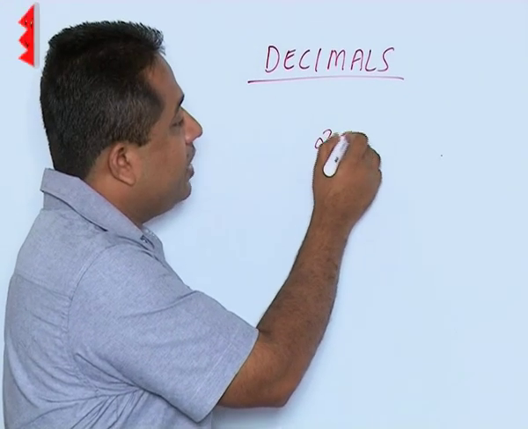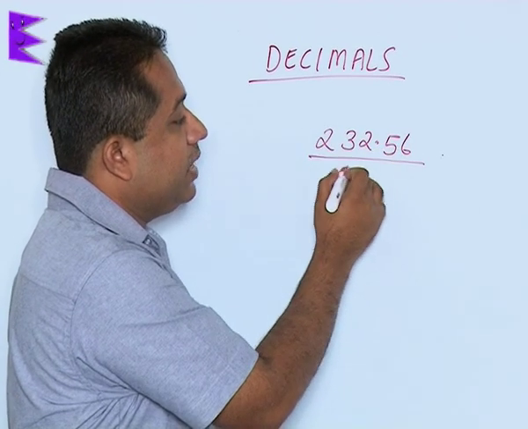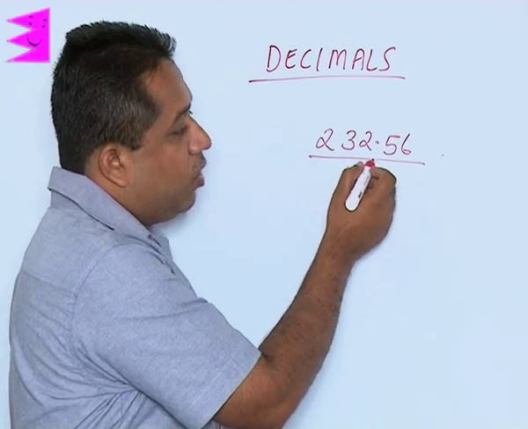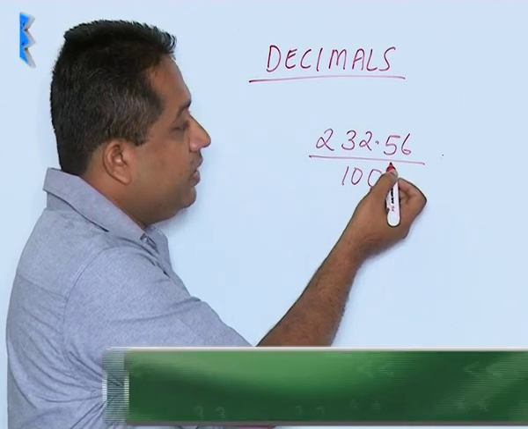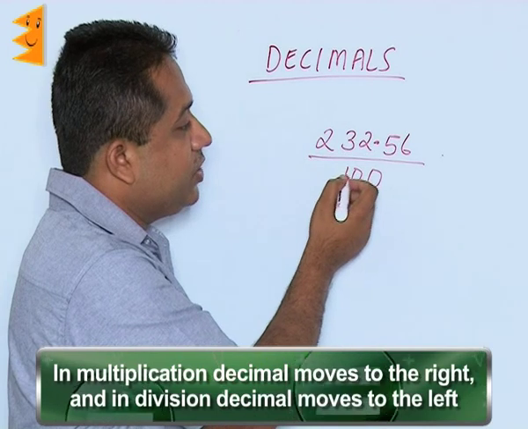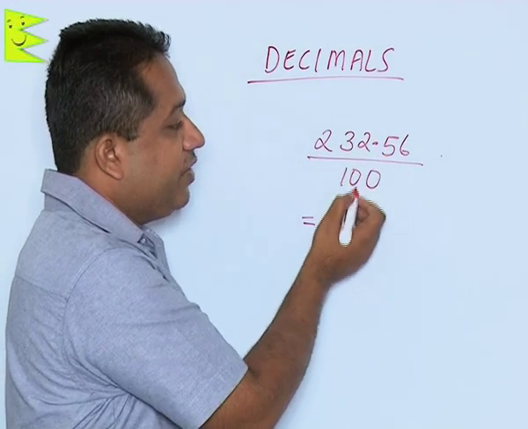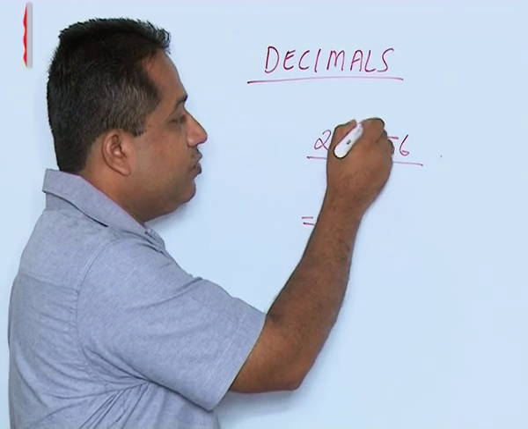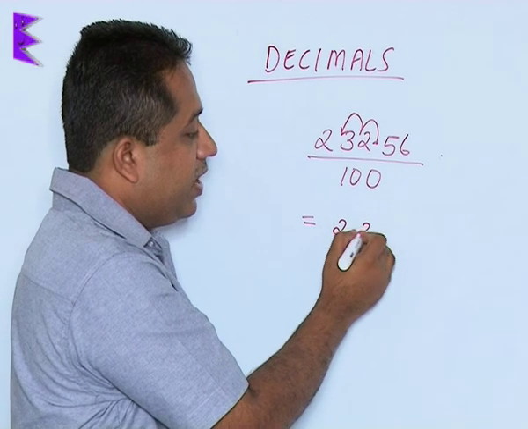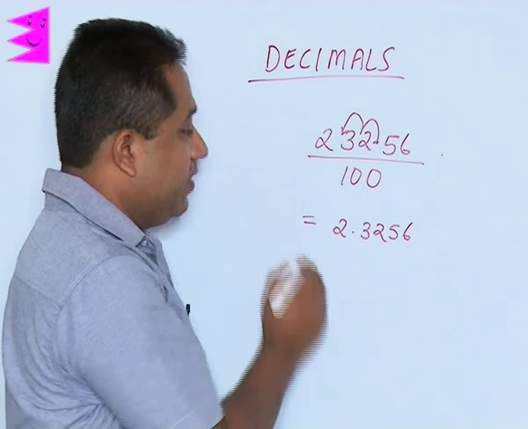Let us say we have the number 232.56 and we have to divide it by, let us say 100. Now, when we divide it by 100, the opposite of multiplication occurs. In multiplication, we saw that the decimal moves to the right, but in division, the decimal will move to the left. So, for 232.56 upon 100, we will just have to shift this decimal twice. So, the value will become 2.3256. Let us take up another example.